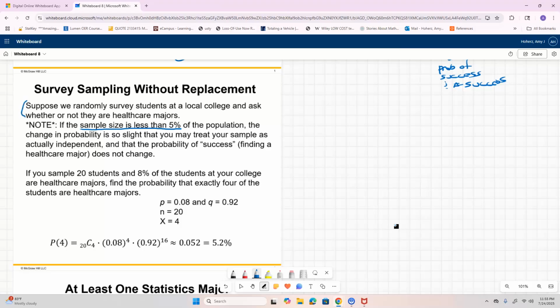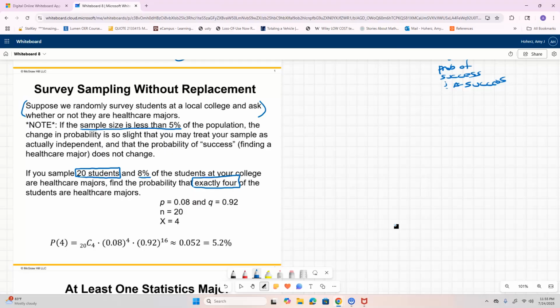So our problem is, suppose we randomly survey students and ask whether or not they are healthcare majors. If we sample 20 students, so we have a fixed number of trials, 20 students, and we know that 8% of the students at the college are healthcare majors, we want to find the probability that exactly 4 of the students are healthcare majors.